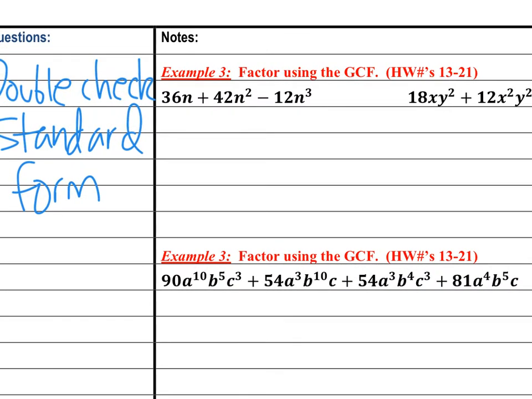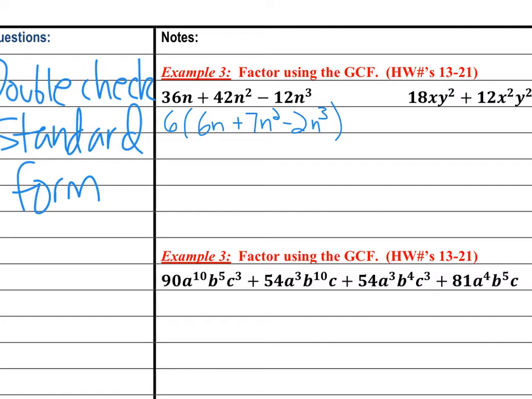I'm looking for a number that they have in common, and the biggest number they have in common would be 6. They have a 2 in common for all of them. Looks like they all have a 3 in common, but the biggest one would be 6. So I want to divide them all by 6 and pull it out front, undistribute, and what I would have left would be 6n plus 7n squared minus 2n to the third. Divided each number by 6.